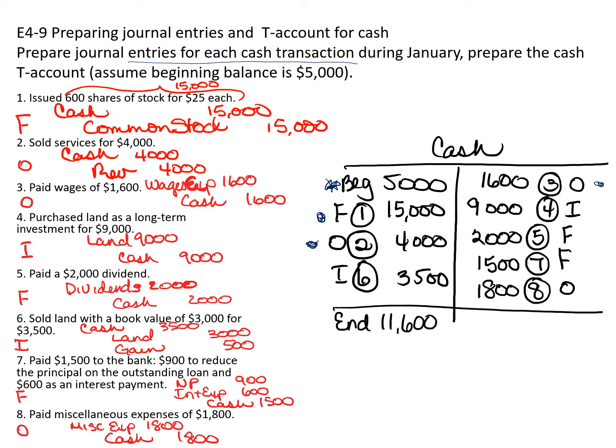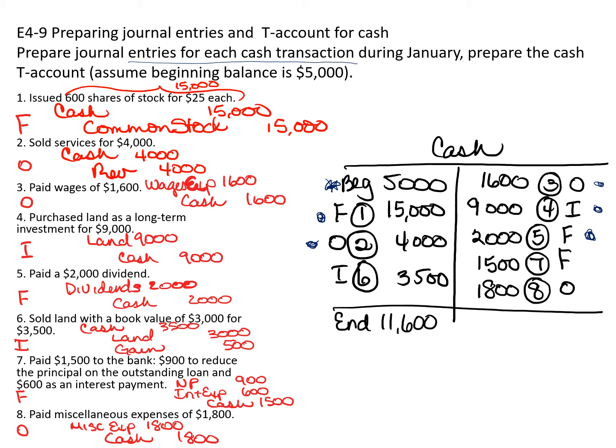In number 4, we purchased land as a long-term investment for $9,000. We're going to debit land, a non-current asset, and credit cash. So it is an investing activity since it's a non-current asset involved there. And number 5, it's a new one, paid $2,000 in dividends. Since dividends is a shareholder's equity account, it's going to be a financing activity. So notice that it's financing because we use cash to pay dividends.